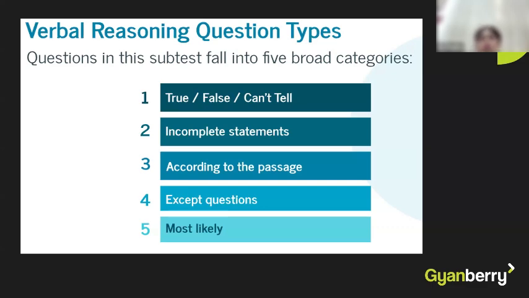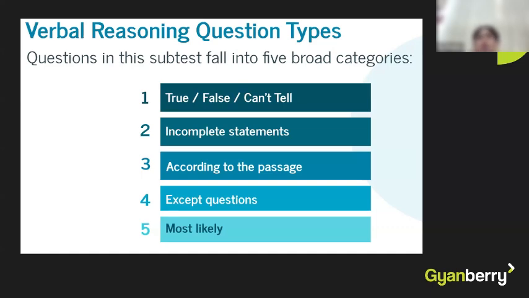The fourth type of question would be the accept questions. Now, with accept questions, you can weigh up the evidence to reach a conclusion. You would find the most appropriate answer based on the information given in the passage. Again, the key point is not to use any prior information.